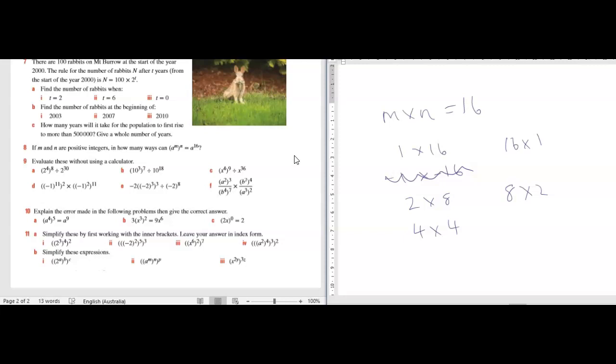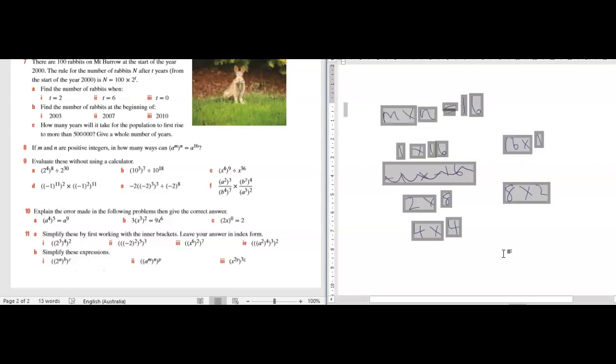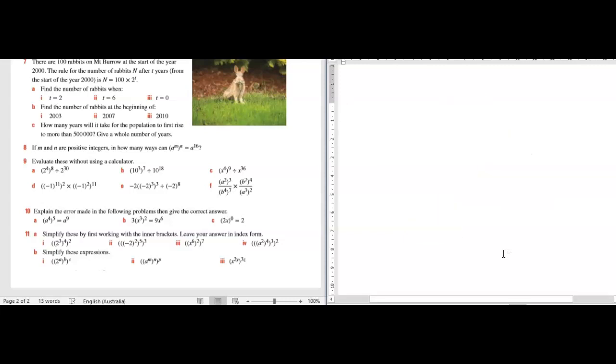All right, question 9. Evaluate these without using a calculator. So let's have a look at 9a first of all. So 2 to the power of 4 to the power of 8 divided by 2 to the power of 30.